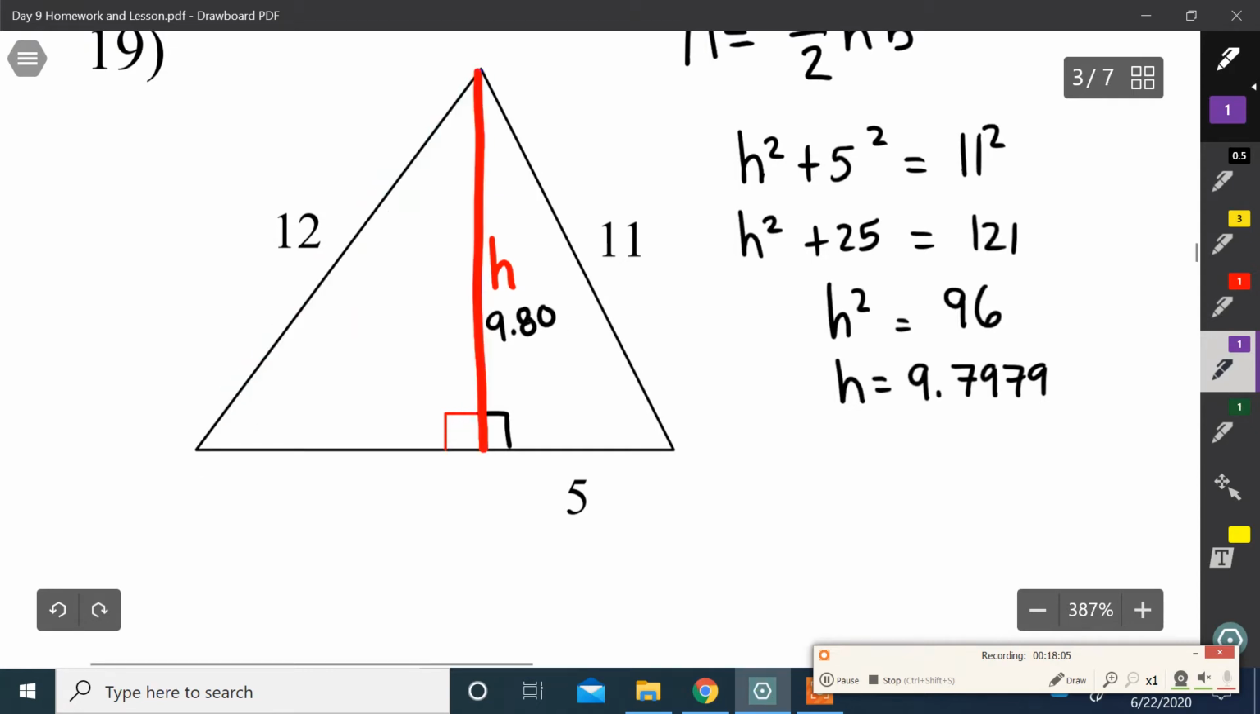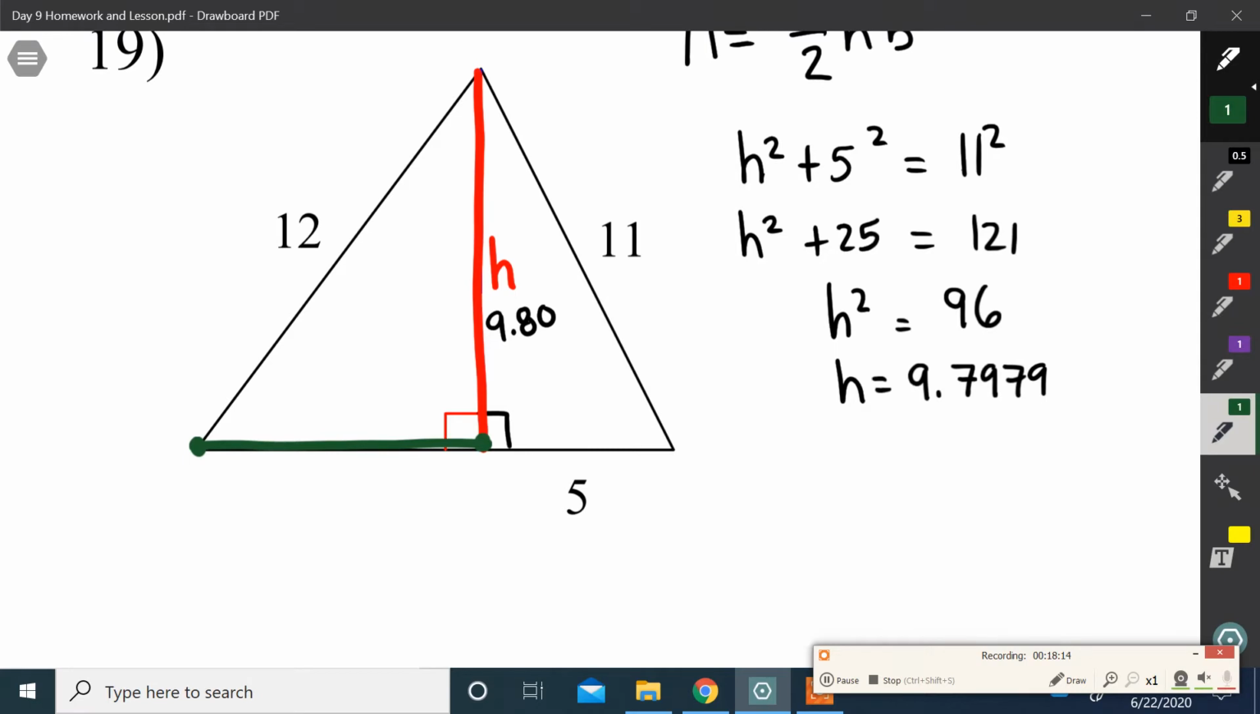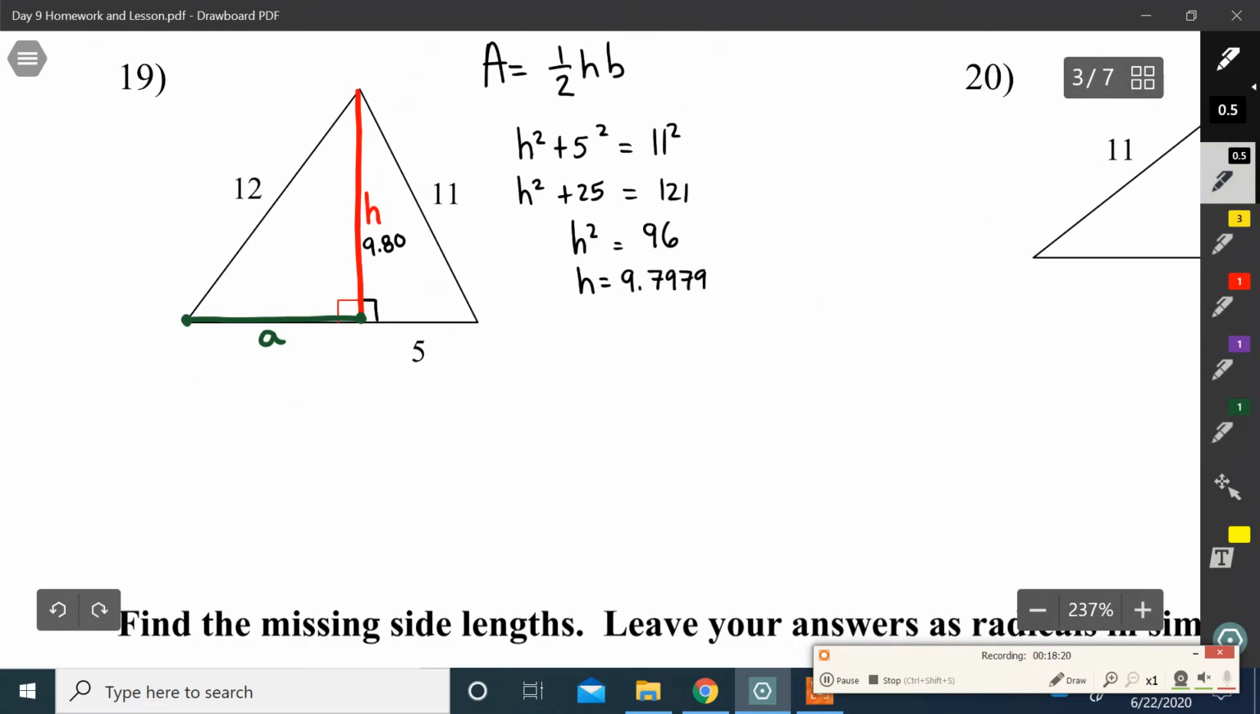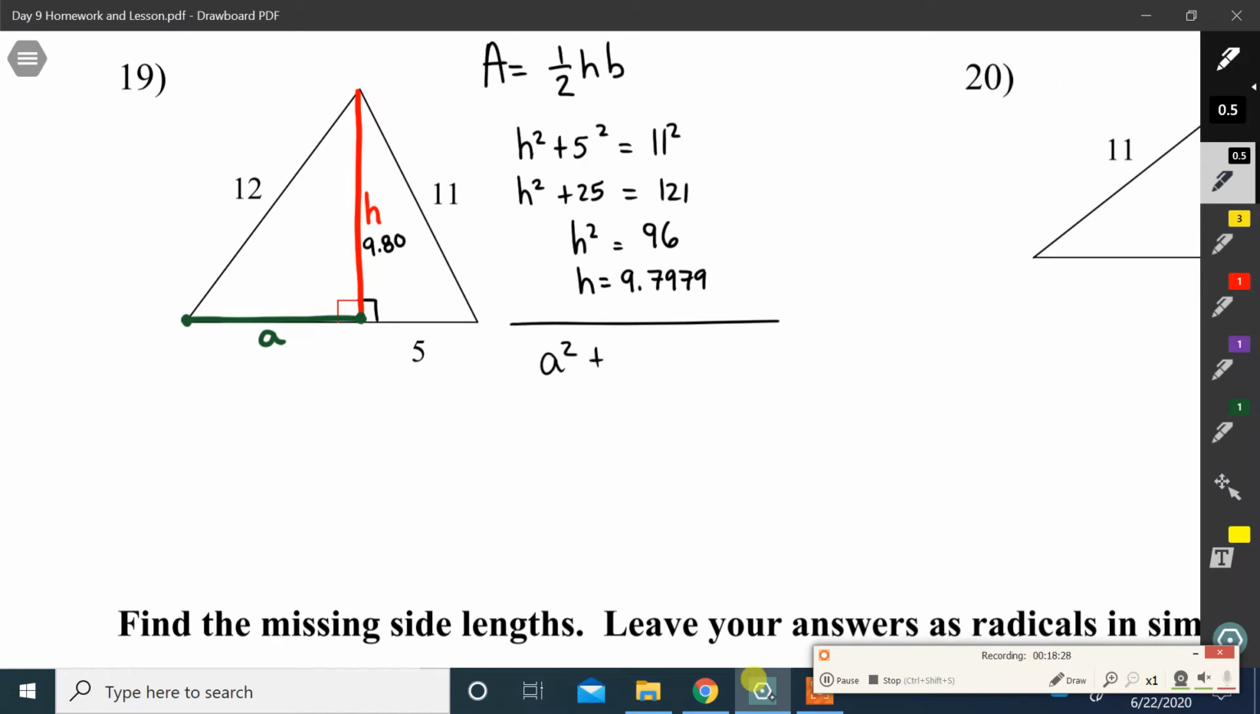What do I mean by solve that triangle? Well, I need to find what this is from here to there. I'm going to call that, I don't know, A. Okay, so I'm going to now figure out what that A is. So I'm gonna do that work here. So I know that A squared plus 9.80 squared.